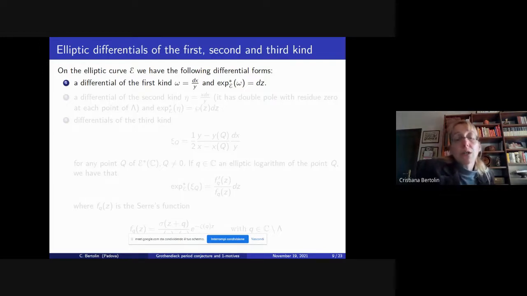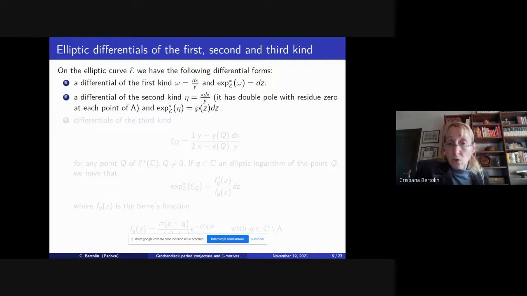The differential form of first kind is well known. It is dx over y. And the pullback via the exponential map of this differential form is just dz. The differential of second kind is also well known. It is x dx over y. And it has a double pole with residue 0 at each point of the lattice. And its pullback by the exponential map of the elliptic curve is just the Weierstrass P function multiplied by dz. These are well-known differential forms.